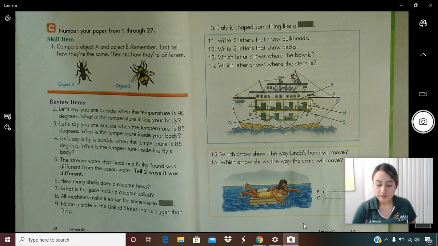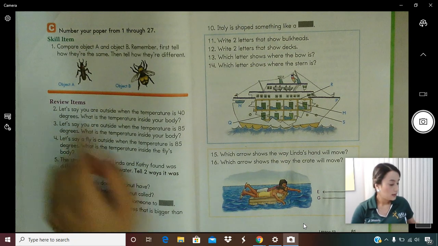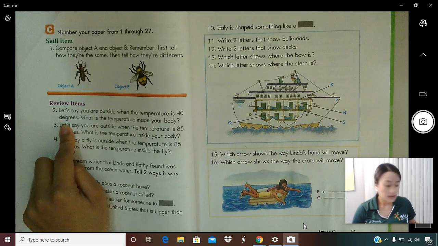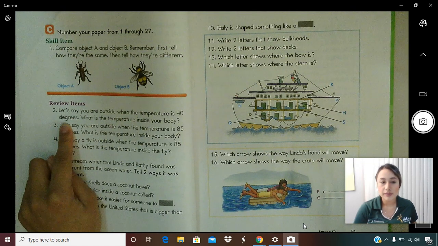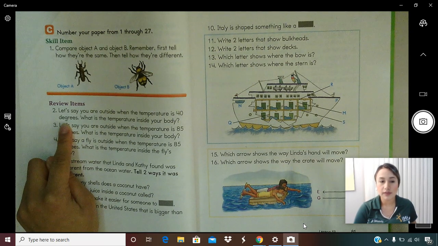Number 2. It reads, let's say you are outside when the temperature is 40 degrees. What is the temperature inside your body? The answer is 98 degrees. Remember, no matter what room you walk into that has a different temperature, our body temperature is always 98 degrees. Okay, so the answer for number 2 is 98 degrees.